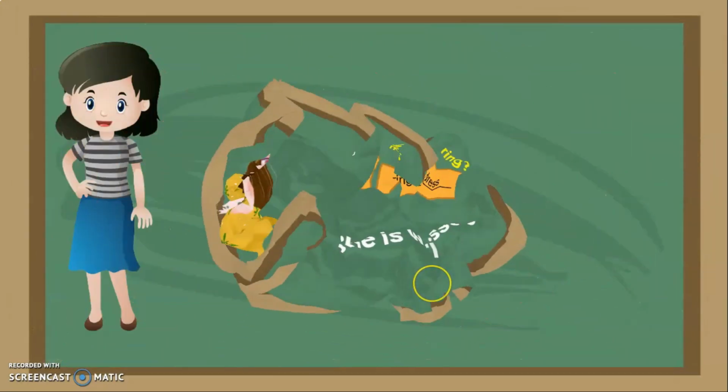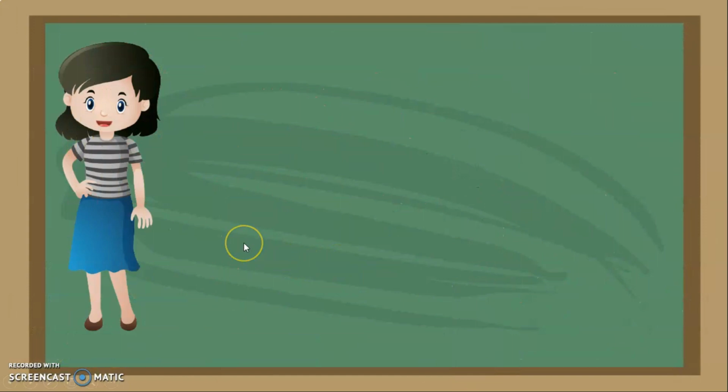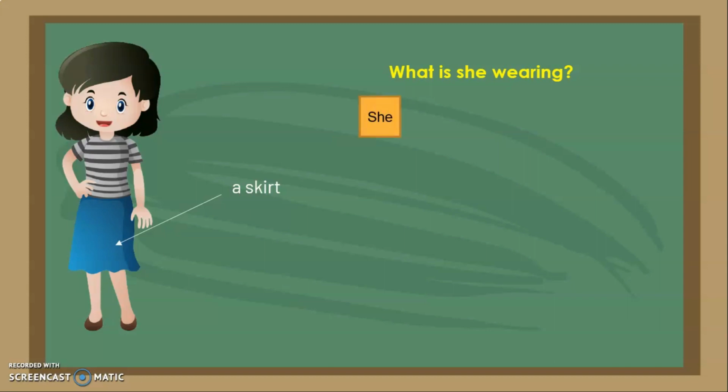Okay, so let's move to the next slide. Okay, this is a girl and refer to the arrow. What is this? Great, this is a skirt. So can someone ask you, what is she wearing? The first thing, we need to put he or she in front of the sentence. So we choose she. Great, because this is a girl. And then we continue with "is wearing" what? Great, a skirt. She is wearing a skirt.